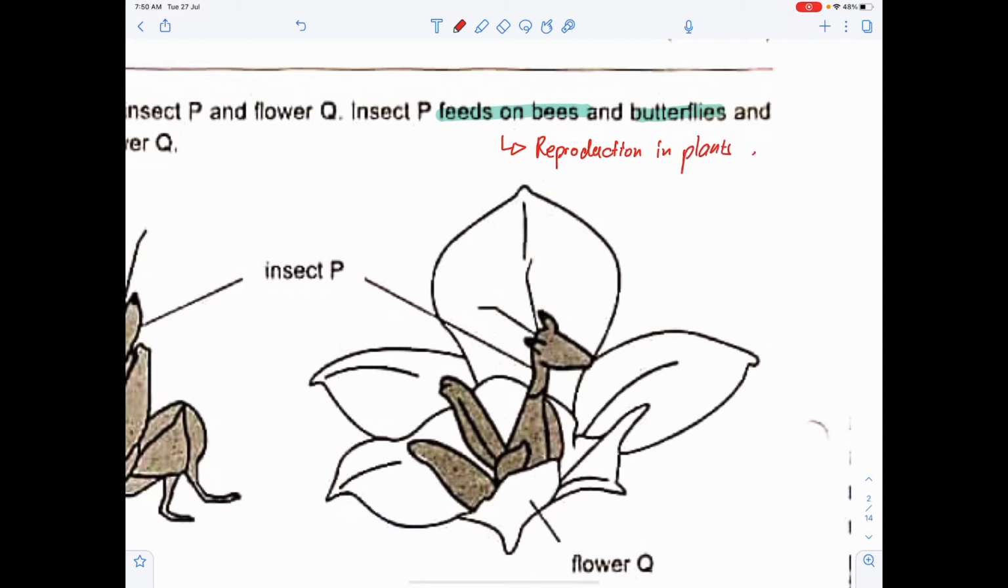And they are actually pollinators. Your pollinators are in charge of helping with the transfer of pollen grains from your anther to your stigma. So from this, you already know what is the topic that's being tested. It narrows down straight away. You will know it is repro in plants. Then what should come to your mind is male and female parts of your plants.